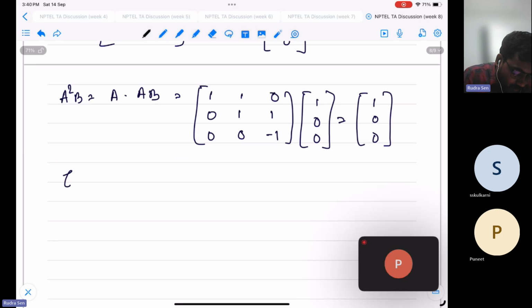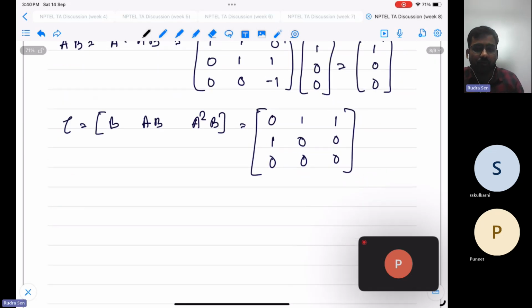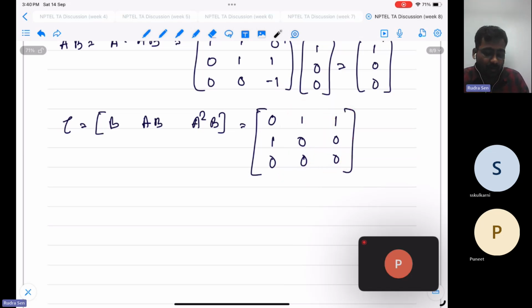So the controllability matrix is basically [B AB A square B], which now becomes [0 1 1; 1 0 0; 0 0 0]. We already know how to find the controllability matrix. Either you find the determinant or you do the row elimination process. In that case, you do not need to do anything because you see that these two columns are equal. Also if you go with the row part, you can already see that the last row is 0. That means there is one row which is already a 0 row.